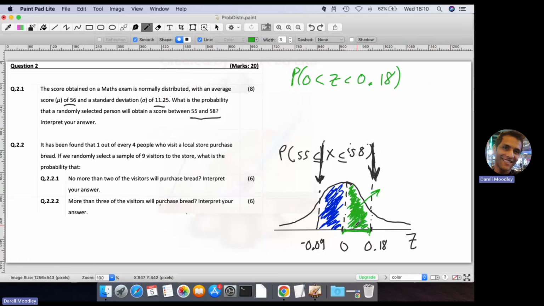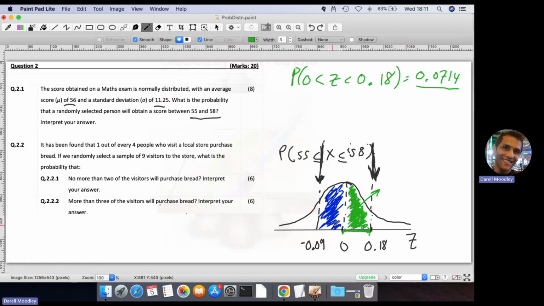So if you look at that table and you pull out that probability, you'll get the value of, I'll tell you now, it is 0.0714. Okay, now that's the green area. Now the blue area, okay, now your Z value is on the left of 0. So you have a negative value.